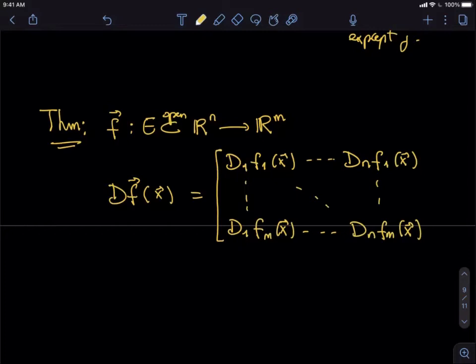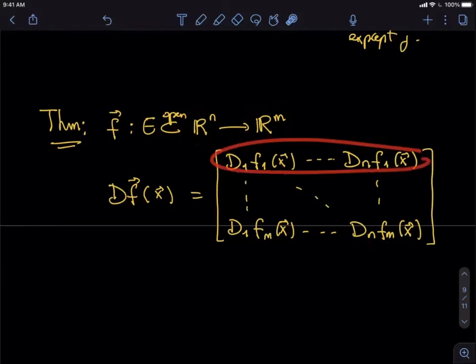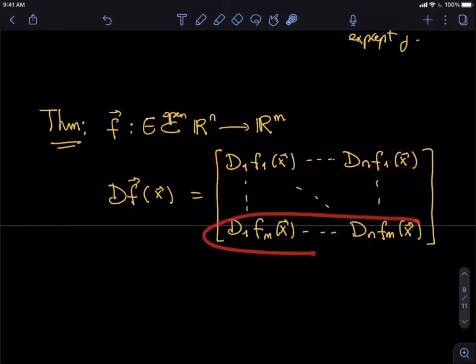Okay, let's double check. So m is the number of components in the vector in the output. So we have f1 through fm. So here we are good. And then we have n coordinates. So here we are good too. Okay, so we are taking the derivative of the first function in the first row, then all the derivatives, D1 and so on until the end. And then we keep moving down the table.